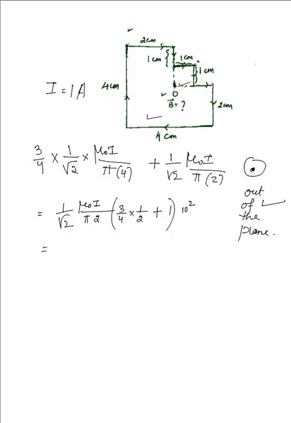So we have 1 over root 2, and mu naught over pi is simply 4 times 10 raised to the power minus 7, and then you have the current, which is the unit value. Then we have the 2 over here, and 10 raised to the power 2 is also there, the common term. Then this is 3 over 8 plus 1, which makes it 11 over 8.